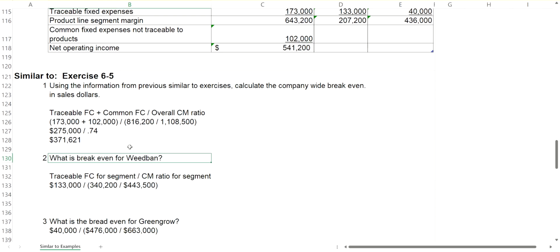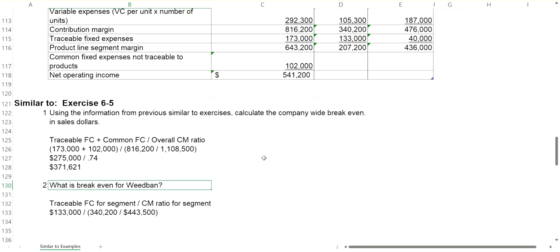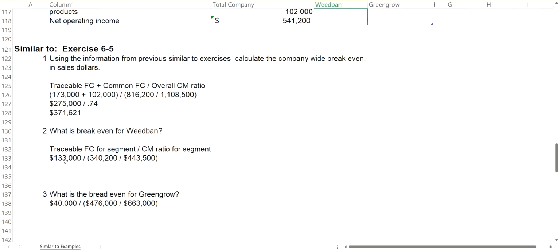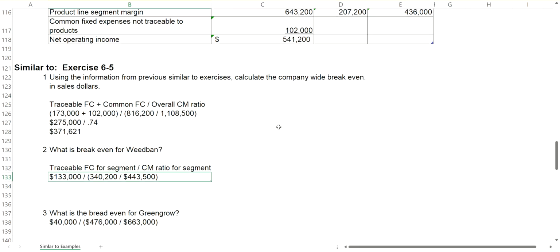Now it wants us to get break-even for WeBan and GreenGrow individually. Okay, so let's look at just the WeBan column. Again, it's going to be the fixed cost, but since we're just dealing with WeBan, it will be its traceable fixed cost divided by the contribution margin ratio, again, just for WeBan. Okay, fixed costs for WeBan are 133. So notice I started with traceable fixed cost of 133.